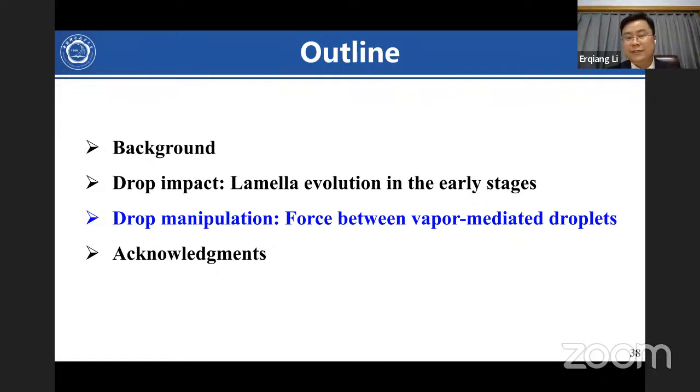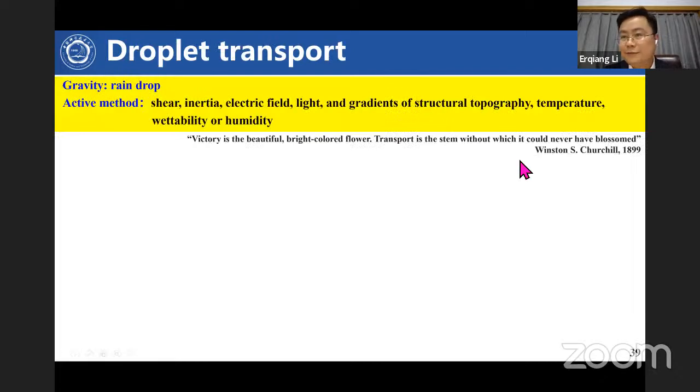We discovered what we call the inverse square force between two evaporating sessile droplets. Okay, what is that? Because we have said, we focus on mass transport in this talk. So Churchill said, victory is the beautiful bright colored flower. Transport is the stem without which it could never have blossomed. That means mass transport is very important, right? I mean, for a drop system, it's the same. So how can you transport a droplet?